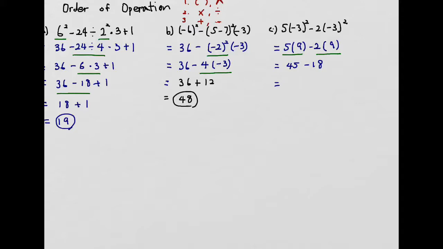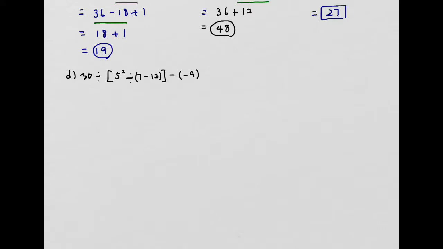And the next thing that we need to do is addition and subtraction, and I do have subtraction. Remember from adding and subtracting signed numbers, if you have two different signs, you're going to subtract. So 45 minus 18. Let's do that on the side. That will give you 27. The bigger number is positive. 45 is the bigger number and 45 is positive. So your solution should be positive 27.